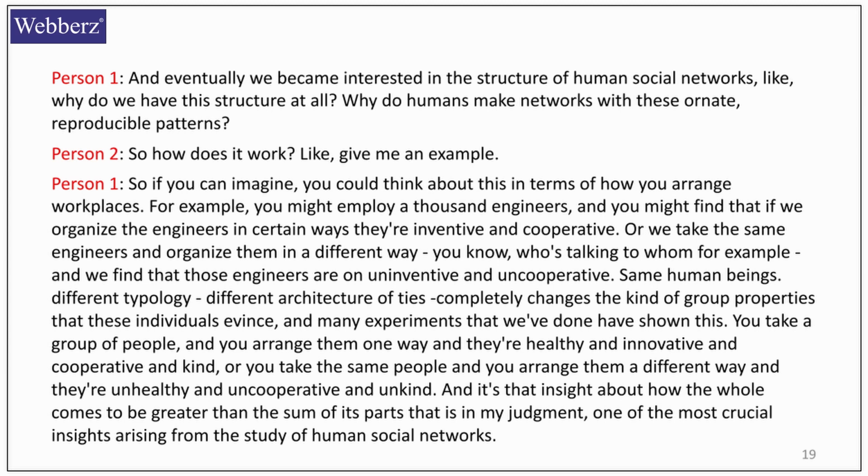And many experiments that we've done have shown this. You take a group of people and you arrange them in one way, and they are healthy and innovative and cooperative and kind. Or you take the same people and you arrange them in a different way, and they are unhealthy and uncooperative and unkind. And it's that insight about how the whole comes to the greater than the sum of its parts that is, in my argument, one of the most crucial insights arising from the study of human social networks.